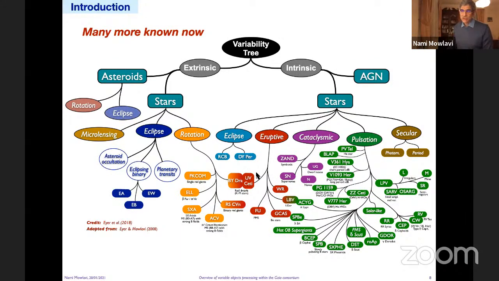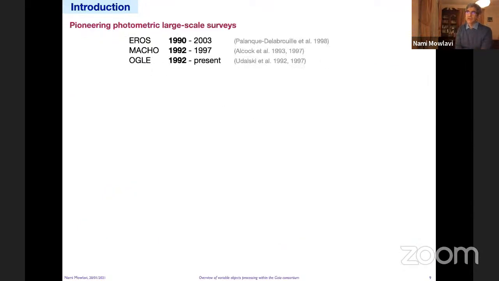And the full challenge of variability studies is to be able to not only detect them, but also to recognize and classify them, which then will allow studying their properties in more detail. In the last decades, the pioneering photometric large-scale surveys were those which targeted microlensing searches for the MACHOs in the galaxy, and these were the EROS, MACHO, and OGLE large-scale surveys in the beginning of the 90s. And the field grew until recently, and it's continuing to grow.